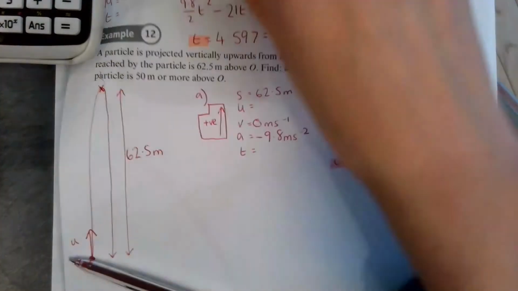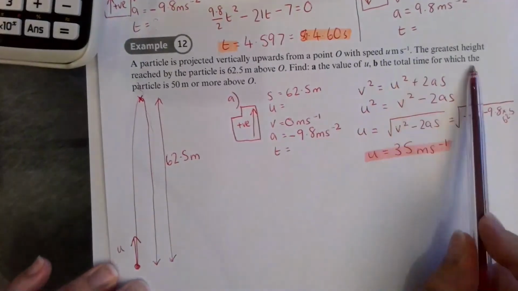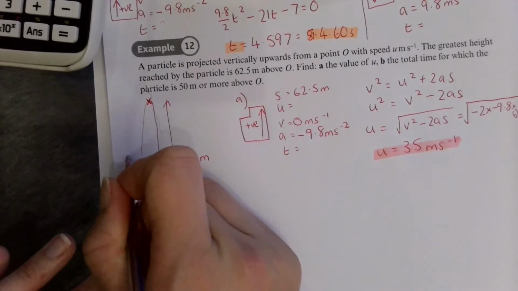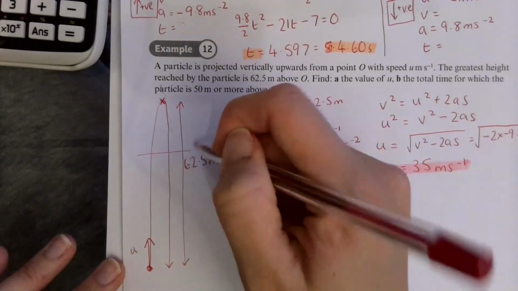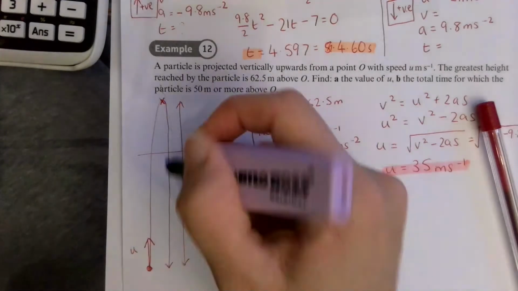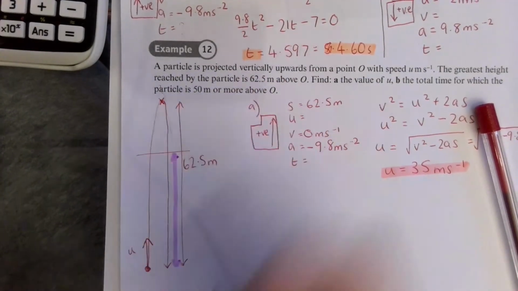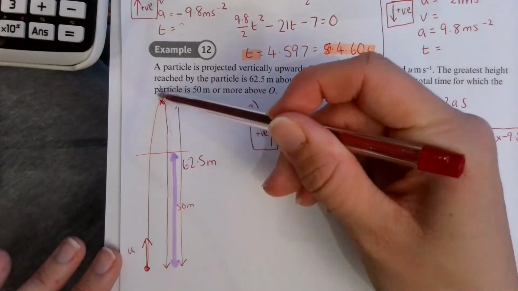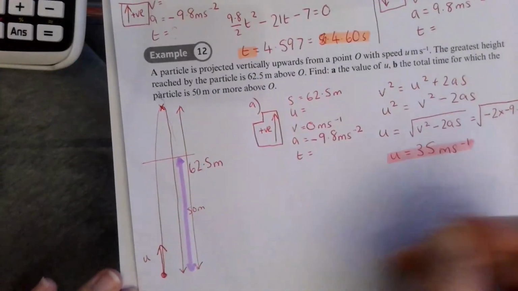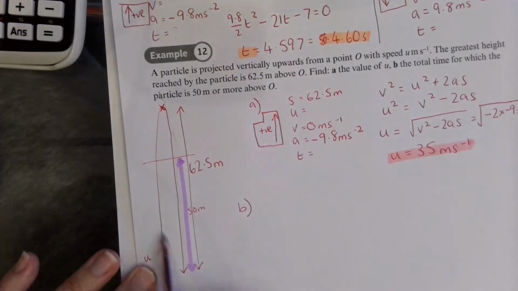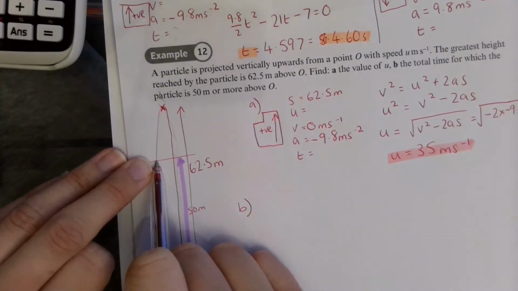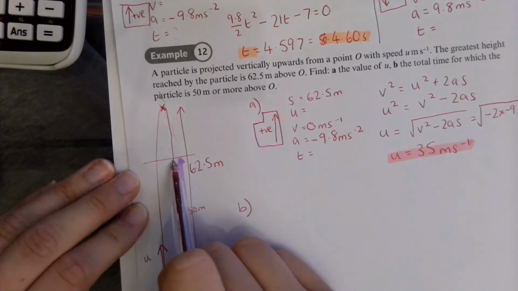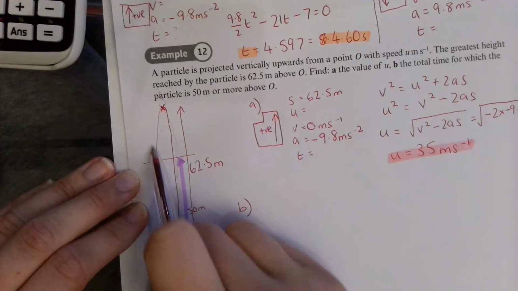Now the next part of this question is a really nice part, and it's asking for the total time when the particle is 50 meters or more above O. Let's say that from here to here is 50 meters, and I want to know the time that the particle spends in this section. So I can look at what time the particle goes through that point, and at what time it goes back through that point. If I know those two times, then the difference between them is the amount of time the particle spends above 50 meters.